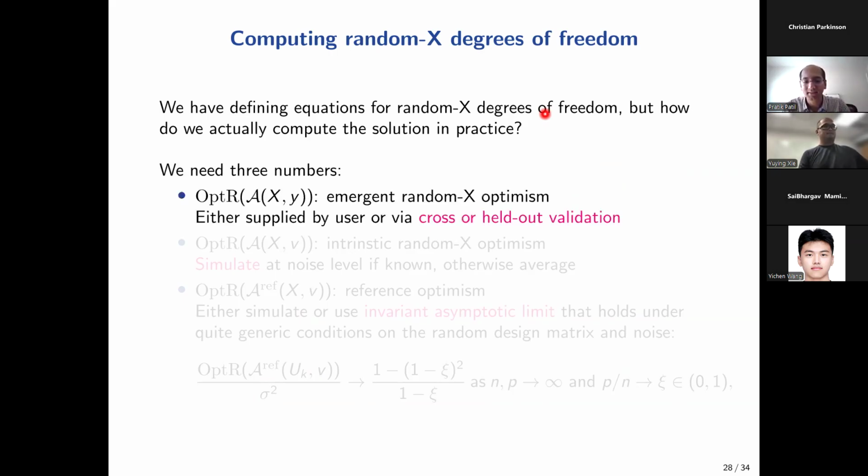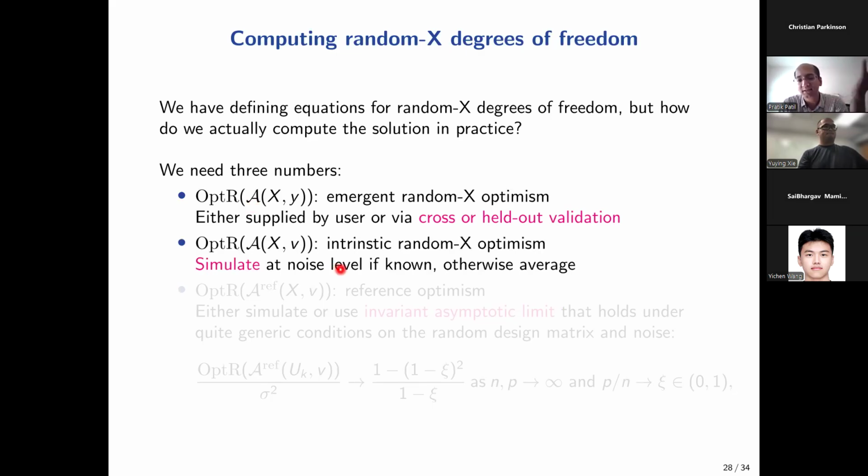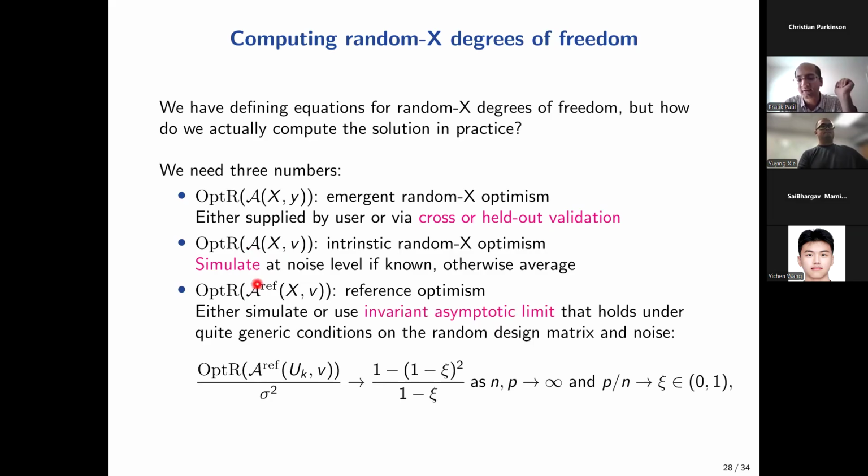So basically you need two numbers. As I said, you need the optimism of the procedures. So how are you going to get that, you may ask? You can either do cross-validation to compute the random X error, and the training error you already have. So you can get the optimism that way for the emergent one. For the intrinsic one, you can simulate using pure noise. So you fit your procedure on pure noise, compute the random X optimism for just pure noise, and the reference you already have.